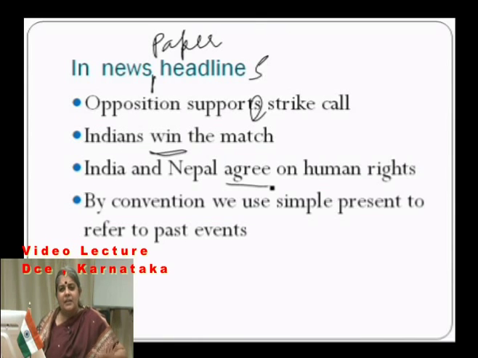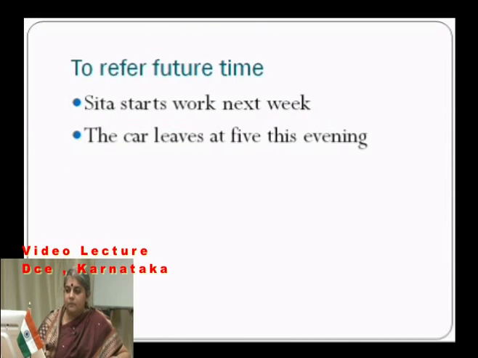Whatever has happened in the immediate past, ಈಗತಾನೆ ನಡೆದಿರುವ event, not distant past. It doesn't talk about events that have happened over some years. No, immediate past. ಈಗತಾನೆ ನಡೆದಿರುವ ಘಟನೆ. Simple present tense is also used to refer to future time. In English, we don't have future tense.